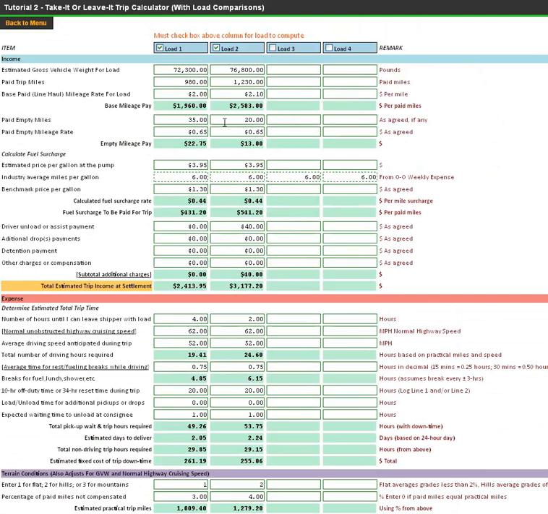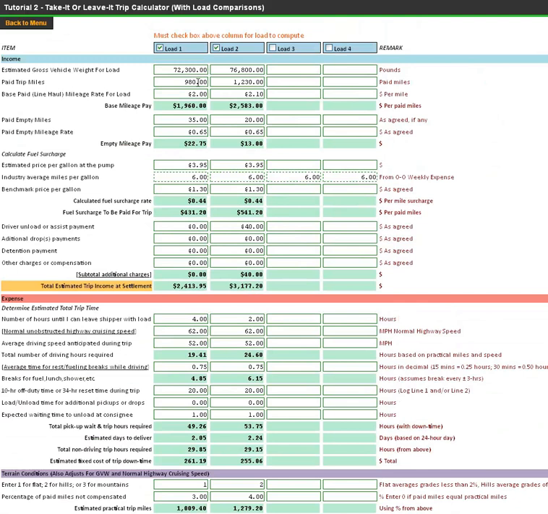Now, very quickly, we're looking at two loads here that we're considering committing to. Right off the bat, we're going to look at the income from these loads. Estimated gross vehicle weight for the two loads is 72.3 and 76.8. Please note that this is your gross vehicle weight. It's not just what you've got in the box or on the flatbed. This is the empty trailer, your tractor, and the load. Everything you've got. Gross vehicle weight in pounds.